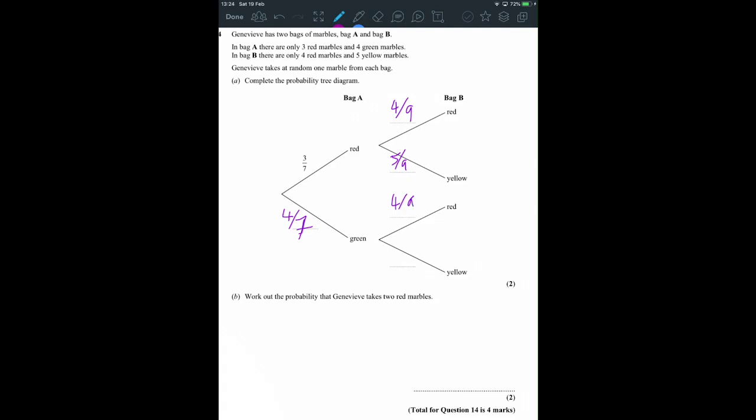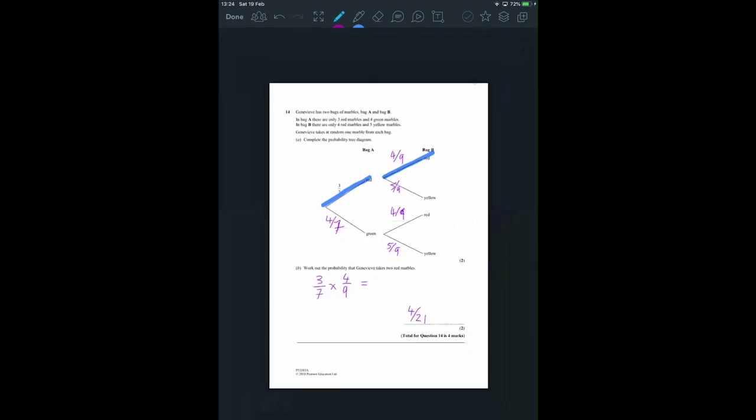Now really I should have finished reading the question first to check there wasn't anything sneaky going on about moving marbles between bags. But actually no, there isn't. We're just taking 1 from each. We want the probability we take 2 red marbles, so we want red, then red. As we move through our picture, we're saying red and red. We say and in probability, we're multiplying. 3/7 times 4/9 gives us an answer simplified as 4/21.